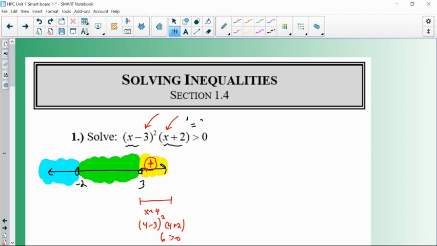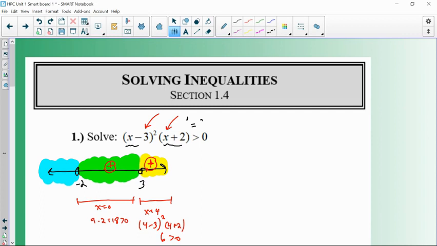Then I'm going to pick a representative in this middle region, and maybe a nice pick is x equals 0, because 0 falls right there. If I put 0 into the function, that gives me (-3) squared, which is 9. 0 plus 2 is 2. I get 18. And again, I don't care about the math of 18 as much as the fact that this region is positive.